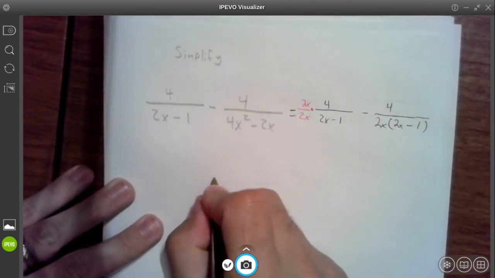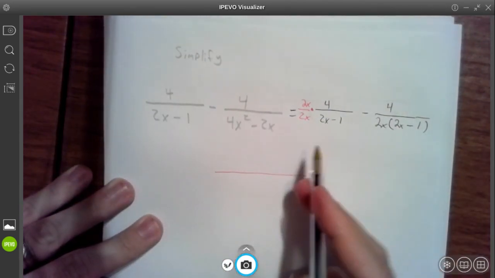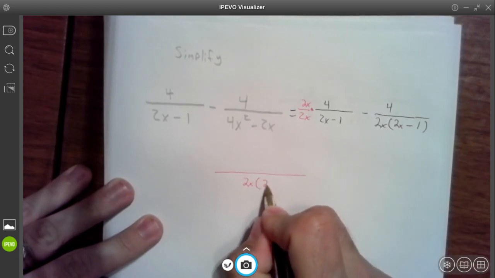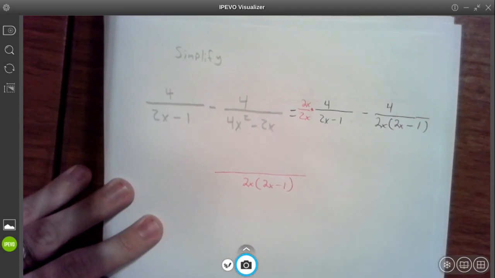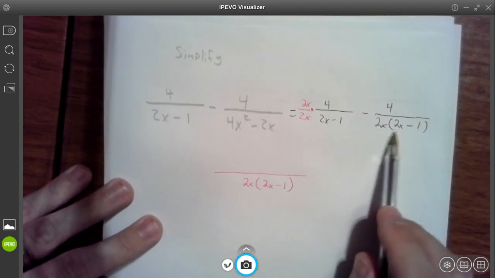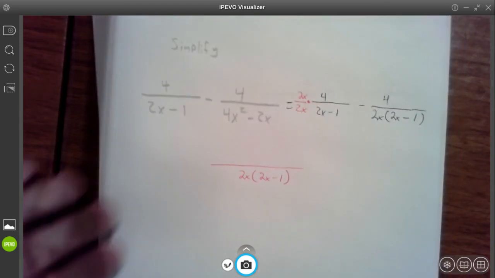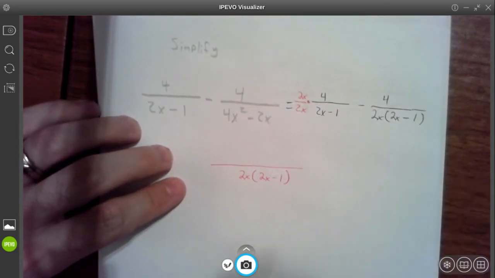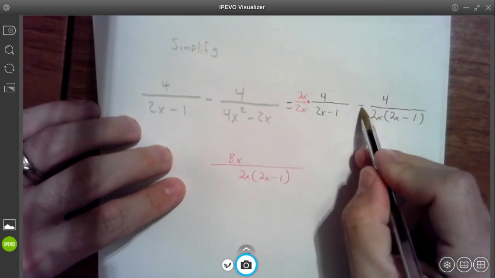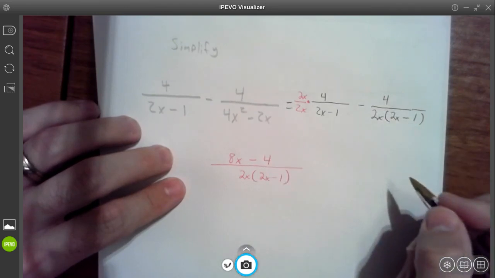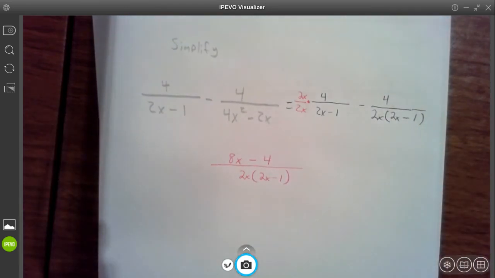So my new denominator, because the denominators are going to be the same now, is going to be 2x, parentheses, 2x minus 1. And again, I'm always going to leave my denominator in factored form. I'm not going to expand that. 2x times 4 is going to be an 8x. It's going to be a minus sign this time, minus that 4. It's joined as one fraction. There's no common terms I can combine.